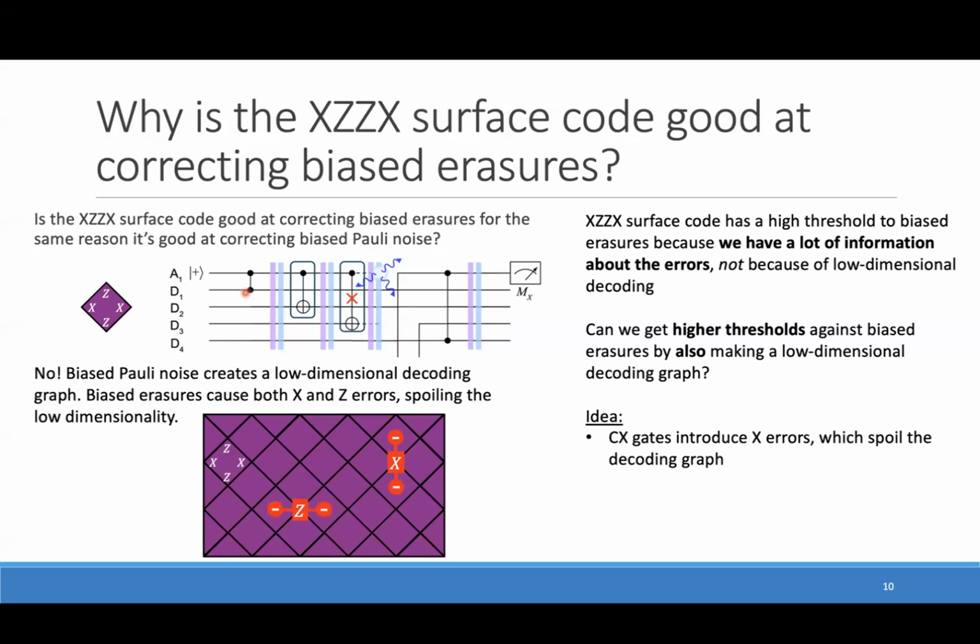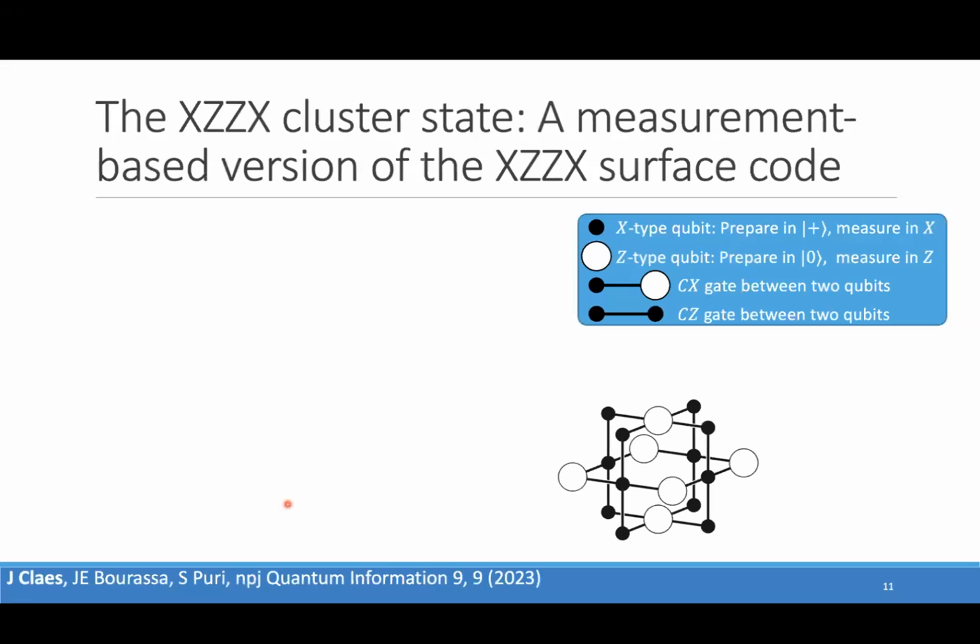And the general idea is we want to avoid using control not gates because control not gates introduce X errors. And we know the XZZX surface code is particularly good at correcting Z errors. So we're going to try and efficiently realize XZZX error correction without ever using a control not gate. And we're going to do that using measurement-based quantum computation.